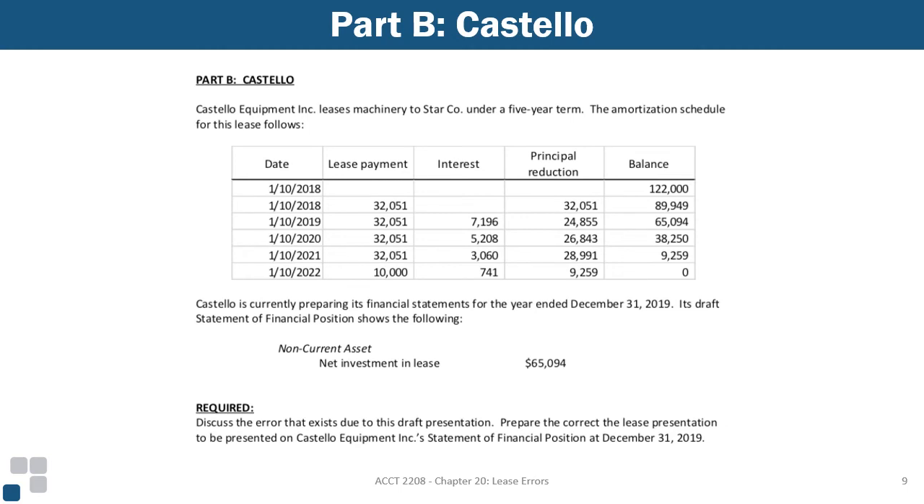All right, so part B relates to Costello. Slightly different scenario here. Company leases machinery under a 5-year term. We have an amortization schedule. There's nothing wrong with the amortization schedule, okay? And they're preparing the financial statements for December 31st, 2019. And the draft statements are showing basically a non-current asset net investment in the lease of 65,094, right, which happens to be that number there.